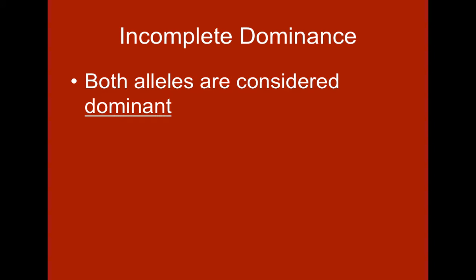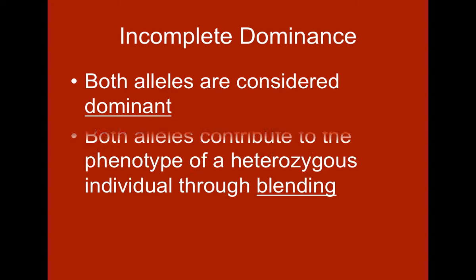In incomplete dominance, both of the alleles that exist are considered dominant. So there's no wimpy or recessive allele that is present. And what happens is they both are going to contribute to the phenotype, the physical appearance, and they're going to blend together. So we often talk about this in terms of colors, just because it's something that's easy for you to understand. So it's kind of like mixing paint colors.